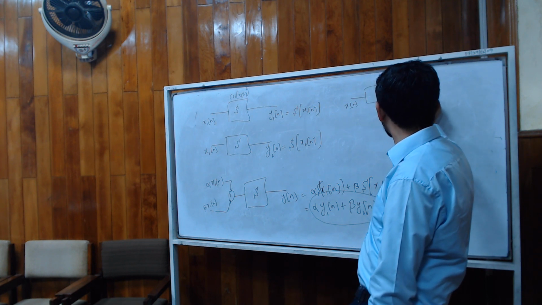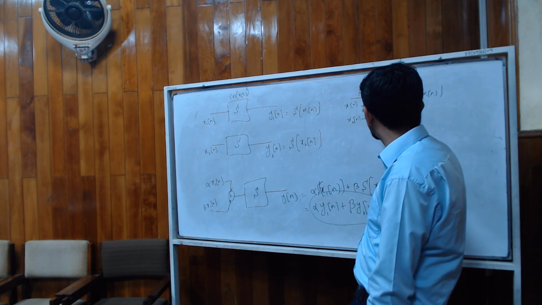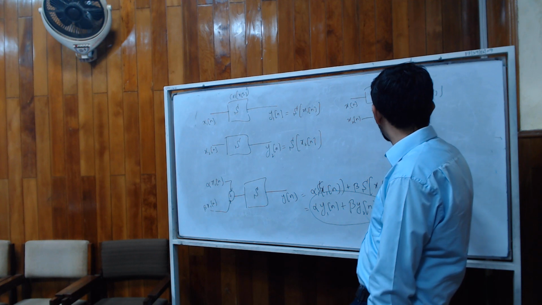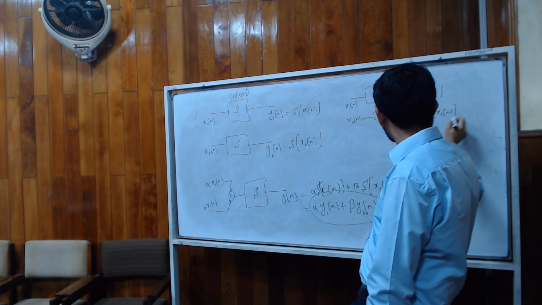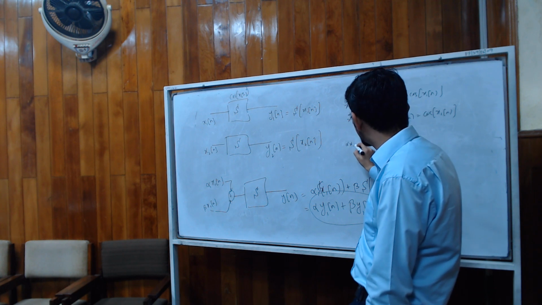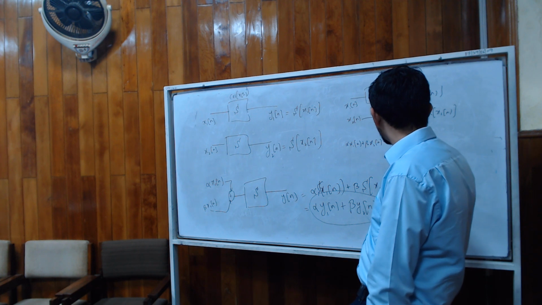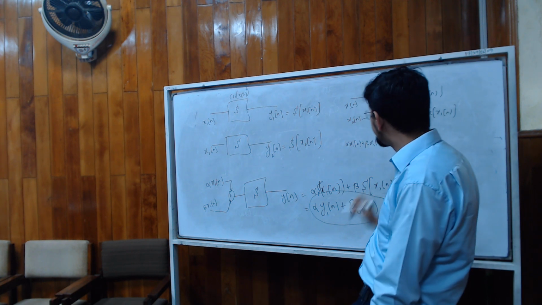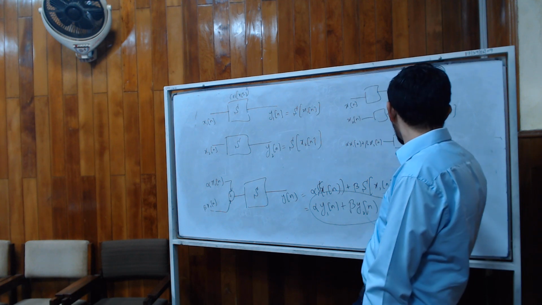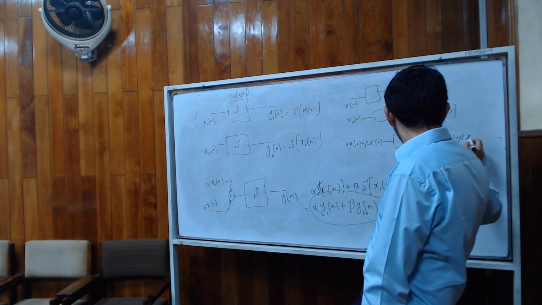Cos x1 n. Now pass an x2 n through it, what do you get? Call that y2 n is cos x2 n. Yes. Now pass alpha x1 n plus beta x2 n through that system. Don't look at this for now. Pass this through here and see what do you get? Cos of the whole of it, alpha x1 n plus beta x2 n.